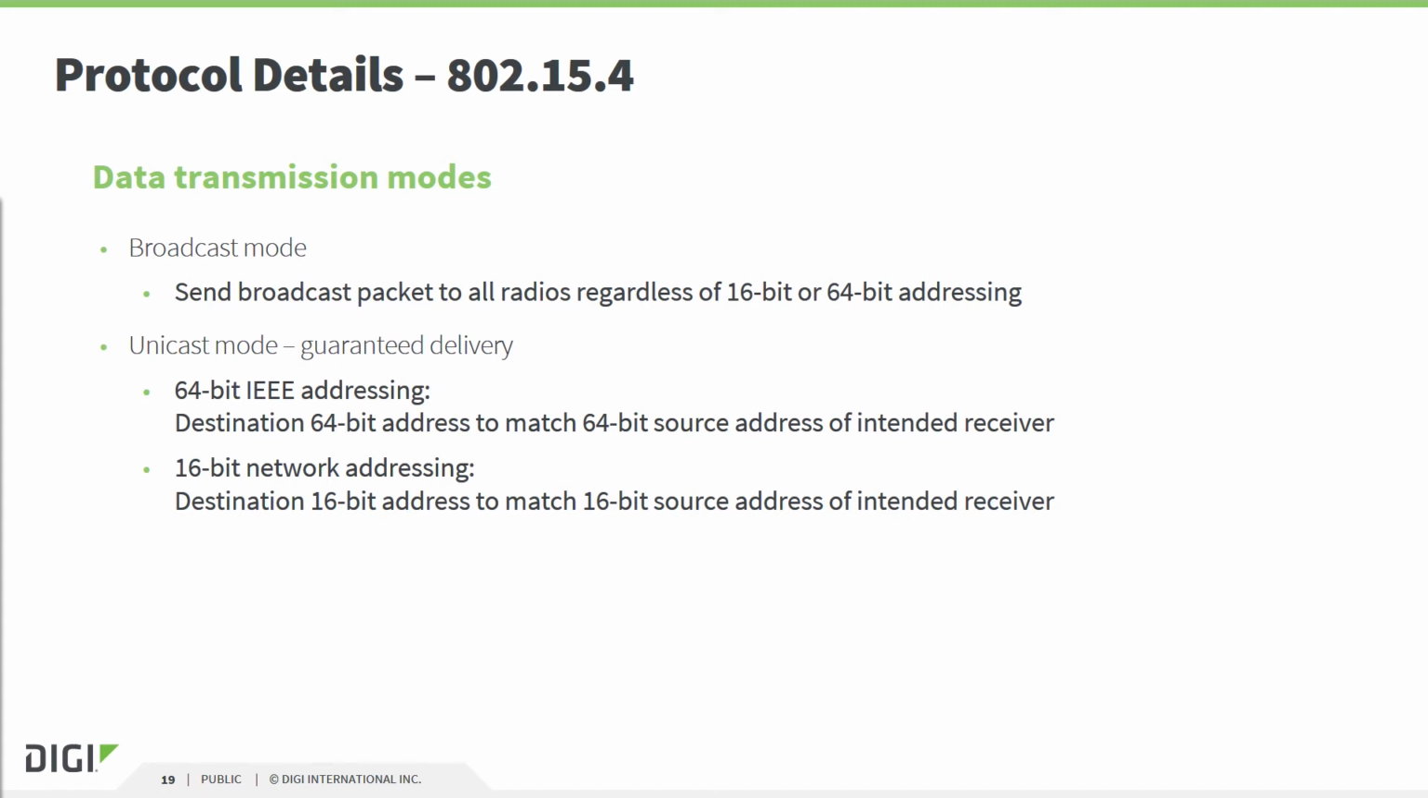Of course, you can send broadcast packets, which means one node is speaking and all the other nodes in the network are just listening. But you can also send unicast packets, which means that one packet or one communication goes from one node to another node.